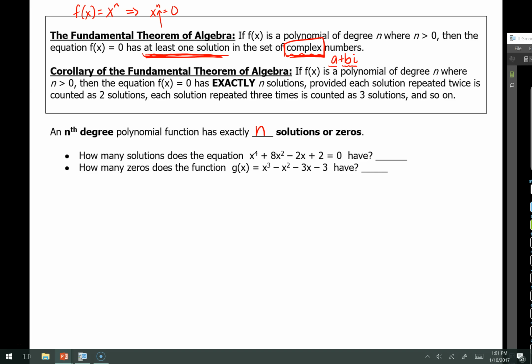So let's look at a couple of examples. How many solutions does this equation have? Well, the degree of this polynomial, because it's in standard form, is 4. So that means it has exactly 4 solutions.